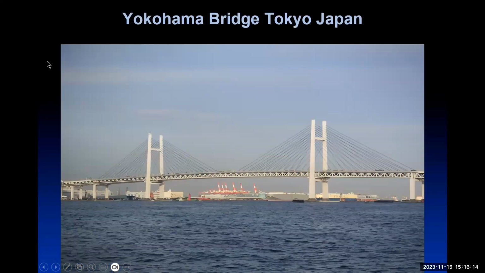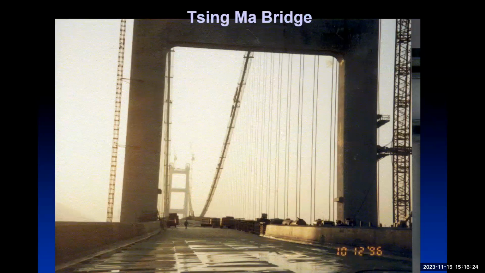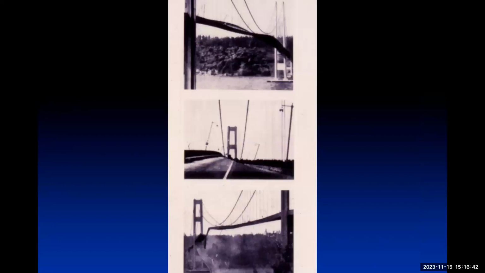The next slide is the Yokohama Bridge in Tokyo, in Japan, in which we see cable stayed action. The next one is the Qingma Bridge in Hong Kong, and this was before it went into operation. It actually is a cable-stayed bridge and connects the new airport to the center of Hong Kong.